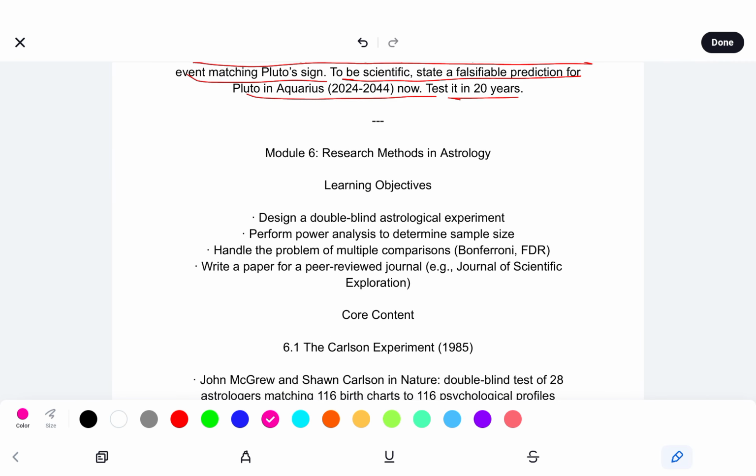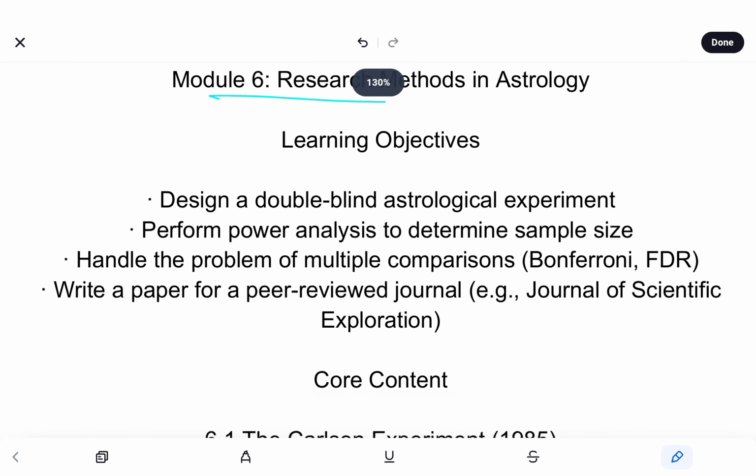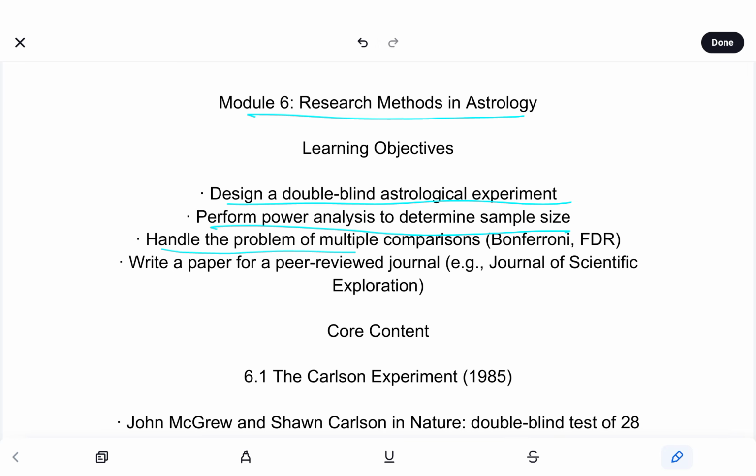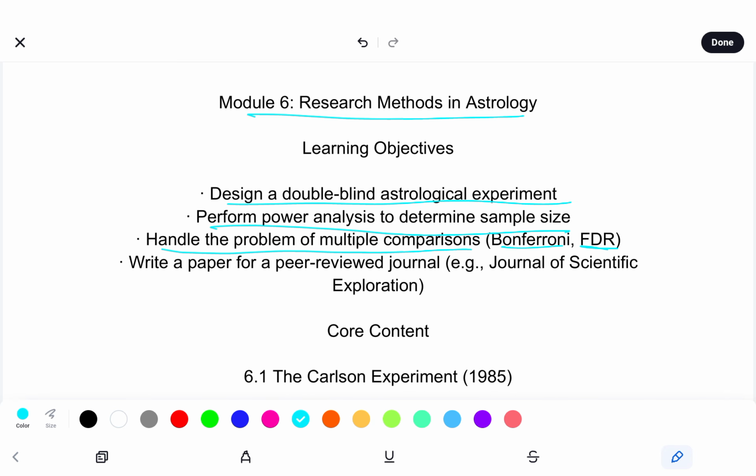All right. So, on to Module 6, which is Research Methods in Astrology. Design a double-blind astrological experiment. Perform power analysis to determine sample size. Handle the problem of multiple comparisons, Bonferroni, FDR. Write a paper for a peer-reviewed journal, for example, Journal of Scientific Exploration.